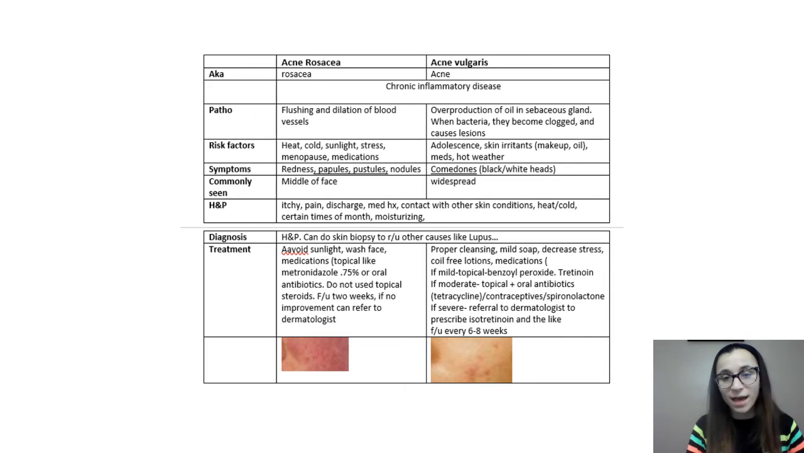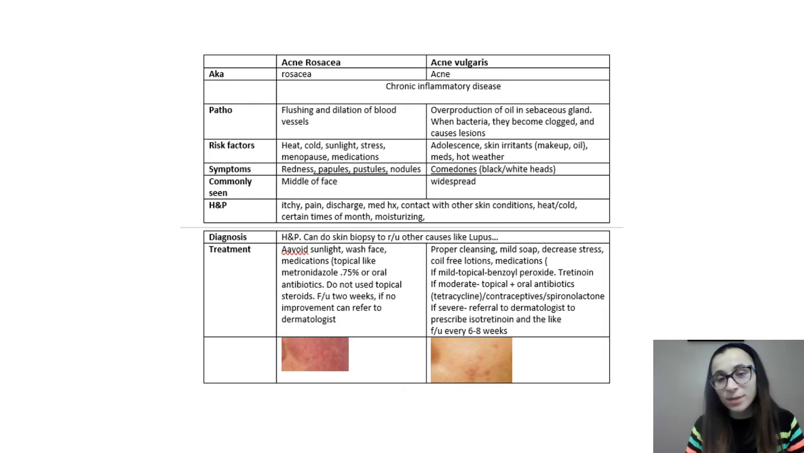Symptoms for acne rosacea are papules, pustules, and redness. With acne vulgaris, you're going to have blackheads and whiteheads. Acne rosacea is most commonly seen in the middle of the face, and acne vulgaris is just all over the face. People even have it on their back or anything like that.